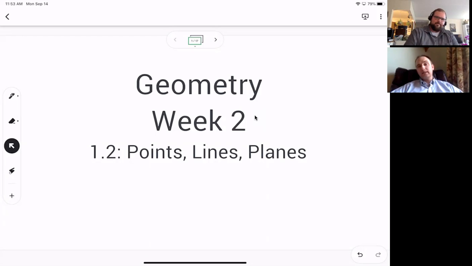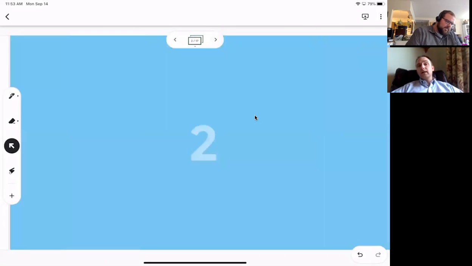We're going to talk about points, lines, and planes. There's a lot of vocabulary we need in geometry in order to sound somewhat knowledgeable about geometry. And that's what we're going to get into here, and really to be able to communicate clearly with each other using language that we can all understand.